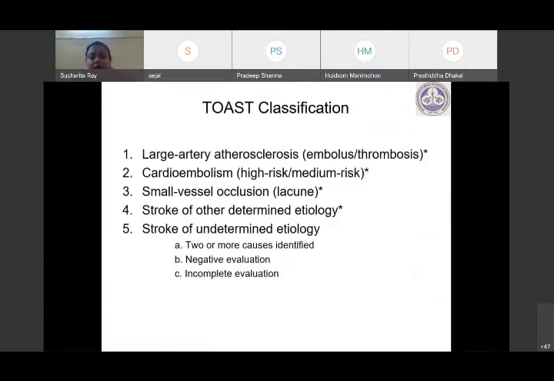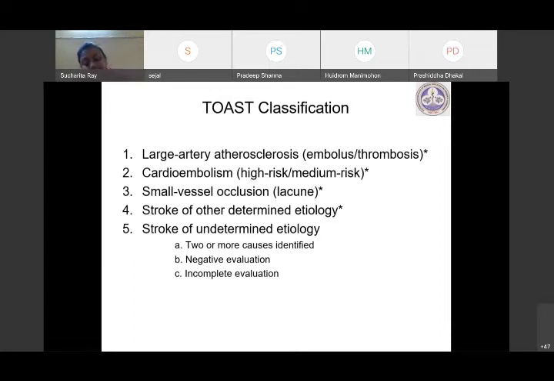Here, finally, I was just trying to tell you some of these causes when you try to discharge these patients. But remember that despite all the work that you have done, you might have conditions where you will not be able to determine the etiology. These are cases where you have a negative evaluation, where whatever you have done comes out normal, or an incomplete evaluation. So remember category 5, stroke of undetermined etiology, where you have 2 or more causes: supposedly the patient is diabetic, hypertensive, and has atrial fibrillation.